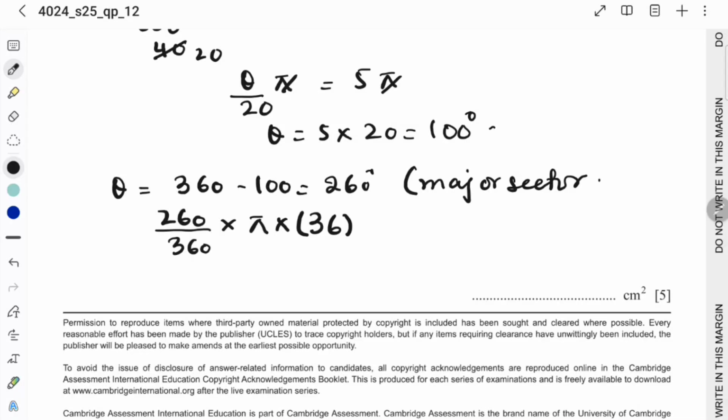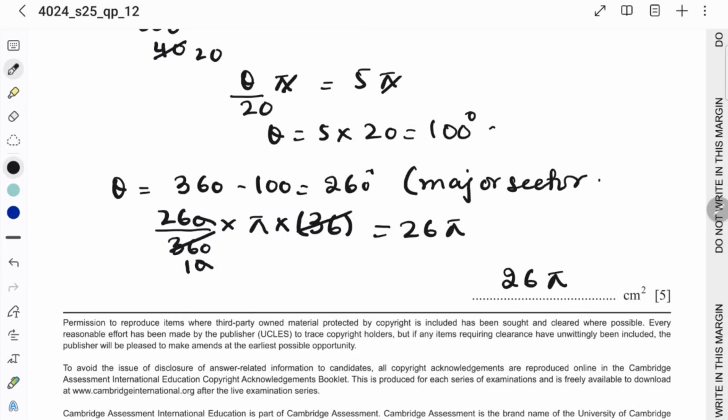Now let's cancel the numbers. 36 times 10 is 360. And now you can cancel this 0 over there, and only 26 pi is left. So 26 pi square centimeters is the answer for this part.